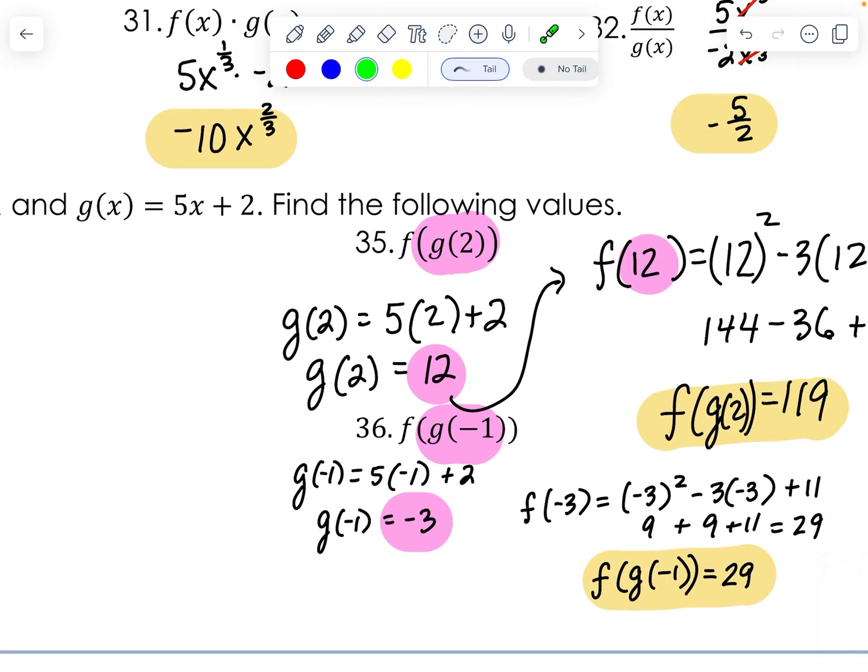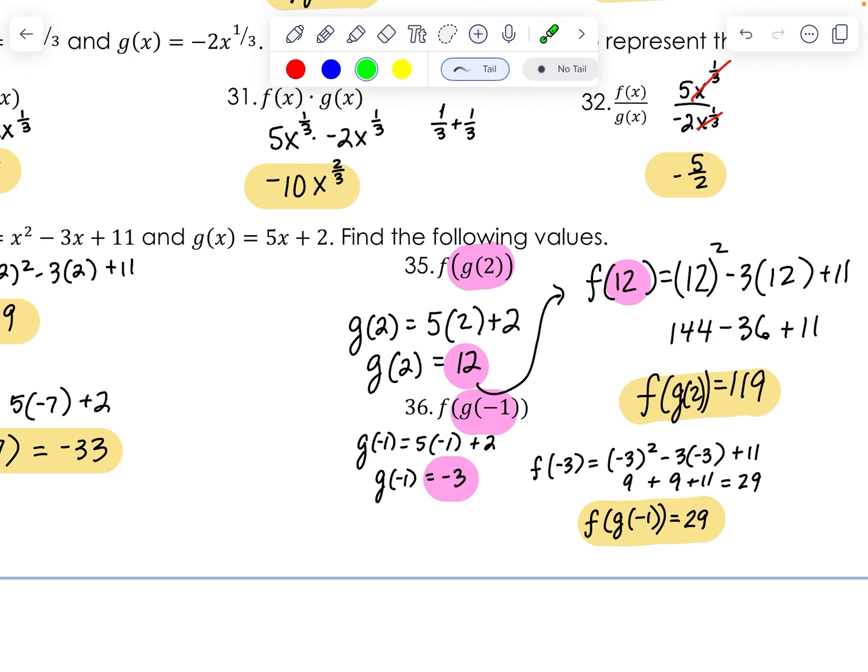35, f of g of 2. So find g of 2 first. Take 2, plug it into here, and we get 12. And then find f of 12, which is what's being shown right here. And you can see that simplification there. And then same thing is going on in 36 with g of negative 1. Or sorry, f of g of negative 1.